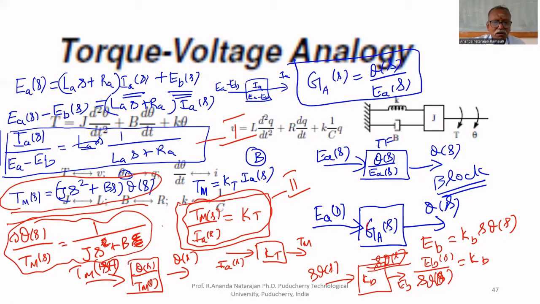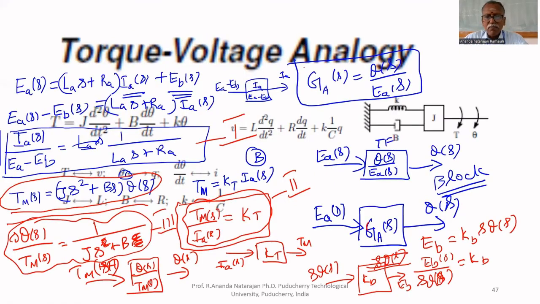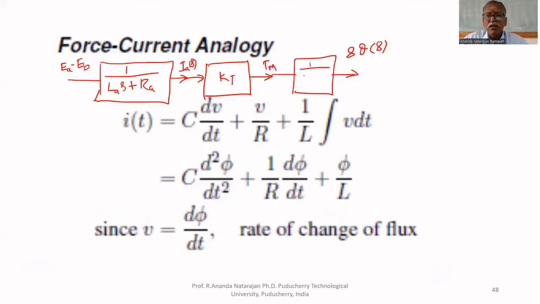Now, this is the third block. Bring that third block there. What is the input? TM is the input. Output is S theta of S. What is the transfer function here? 1 upon JS plus B.